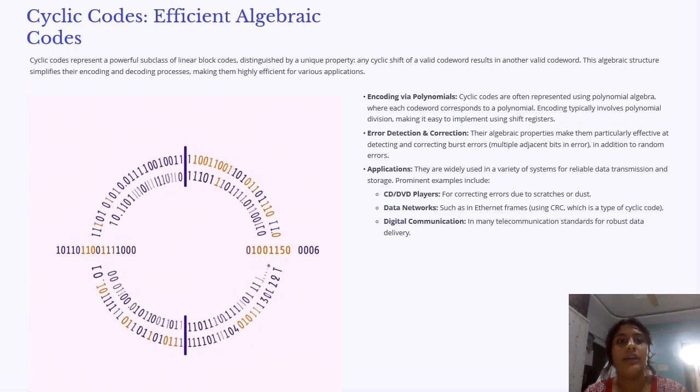Efficient algebraic codes. Another powerful family is cyclic codes. They are special because if you take a valid code word and shift it cyclically, you'll still get another valid code word. They are often represented with polynomials, making encoding and decoding efficient using shift registers.